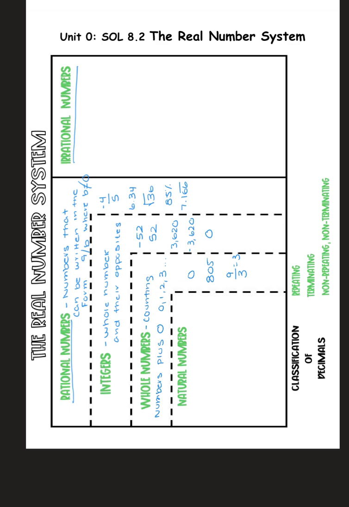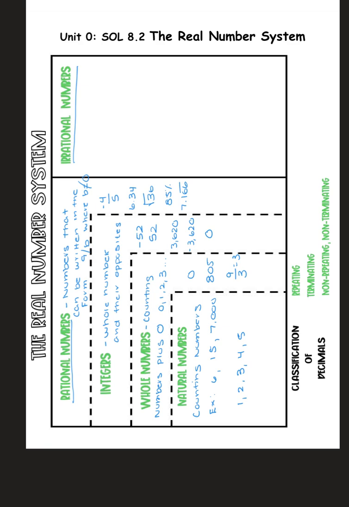Our natural numbers are our counting numbers. What we mean by counting numbers is that when we count, we always start with 1. So for example, 6 is a counting number, 15 is a counting number, and 7,000 is a counting number. Again, you're starting with 1. That's what separates your whole numbers from your natural numbers. Whole numbers include 0, whereas natural numbers, your true counting numbers, start with 1. They do not include 0.